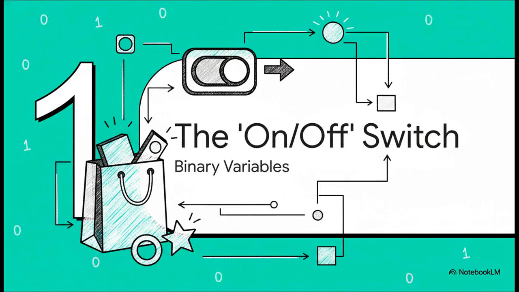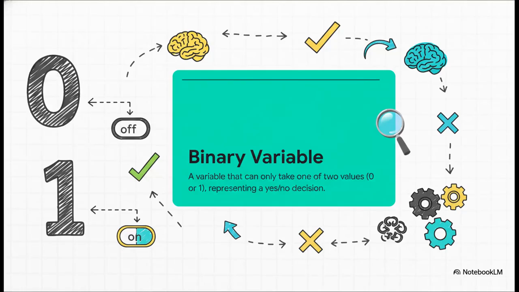So, how do we translate a real-world choice like "put the item in the bag" into the language of math that a computer can actually understand? Well, the entire system is built on one beautifully simple idea. It's called a binary variable. All that means is it's a variable that can only be a 0 or a 1. A 1 means yes or true or on, and a 0 means no, false, or off. Every single complex decision we want to model is going to get broken down into a whole series of these simple yes or no questions.